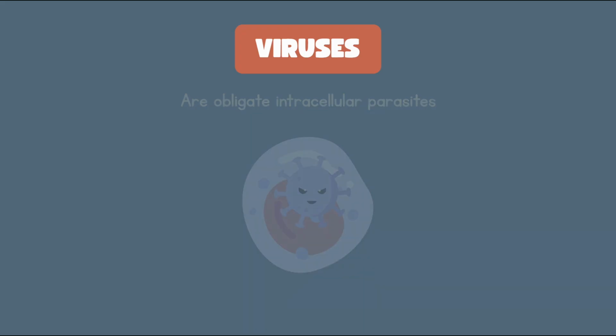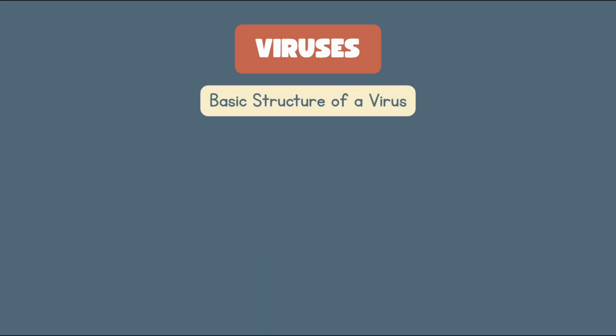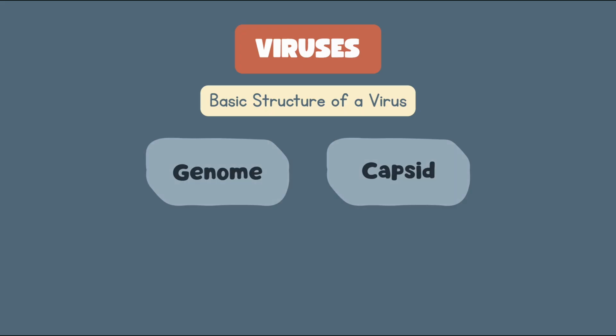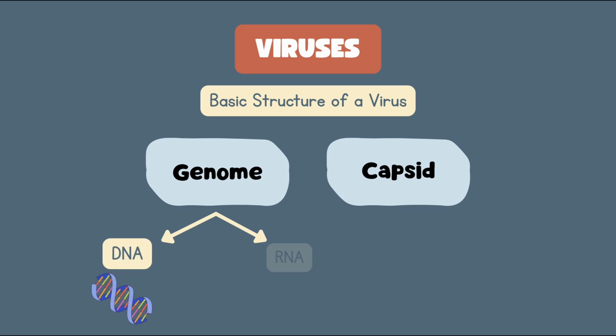Let's have a look at the basic structure of a virus. Now, viruses have 2 main components, and those are the genome and the capsid. The first component, the genome, is basically the genetic material of the virus. And the virus can have either DNA or RNA as its genetic material, but it can never have both. So either DNA or RNA, never both.